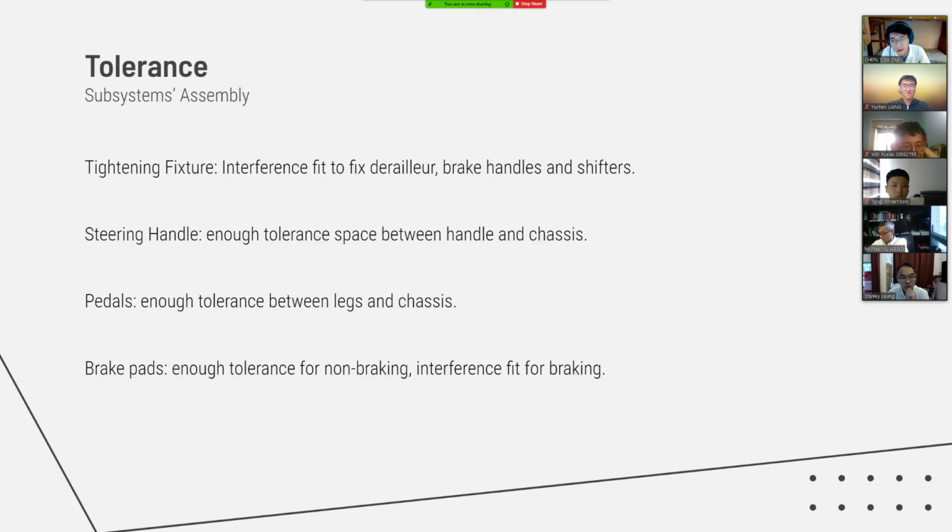And for the tolerance at the subsystem assembly, for the tightening fixtures, we need to have interference to fix the derailleur, brake pedals, and the shifters. And for the steering and handles and pedals, we want them to have enough space between the drivers and the chassis so they can move freely. And the brake pads need to have enough tolerance if we don't want to brake, and then it must be an interference fit if we want it to brake.